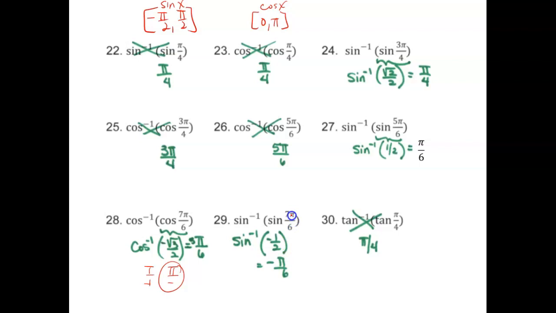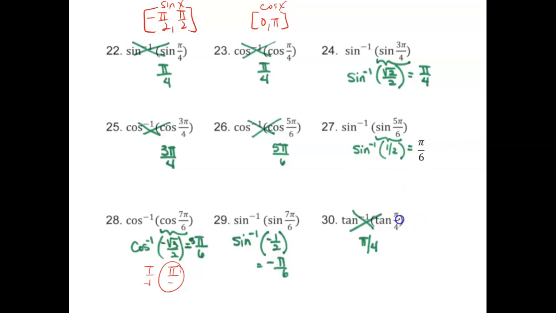The next one here, 7 pi over 6, is again not within my prescribed domain of negative pi over 2 to positive pi over 2. So I need to answer this part first. So the sine of 7 pi over 6 is going to be in the third quadrant. So that's going to be negative 1/2. So then I need to find where is sine negative 1/2. And the answer to that is in the fourth quadrant. It's going to be at 11 pi over 6, but we don't write it as 11 pi over 6. We write it as negative pi over 6.